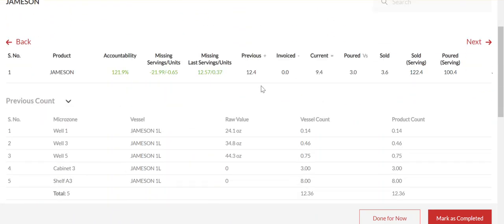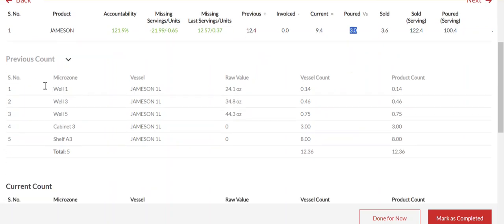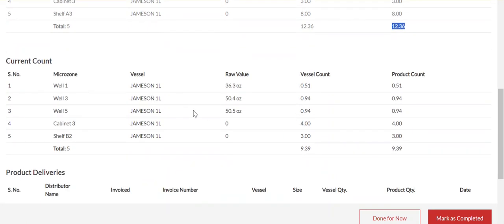When we then combine the sales data with our counting data, in this case, previously we had 12.4, and then we have 9.4 bottles more recently, we can conclude we've poured 3. And the software allows us to see exactly where it was counted, confirm the counts. And so we can see, for instance, in well 3, they had a bottle weighing 50 ounces that was 94% full.